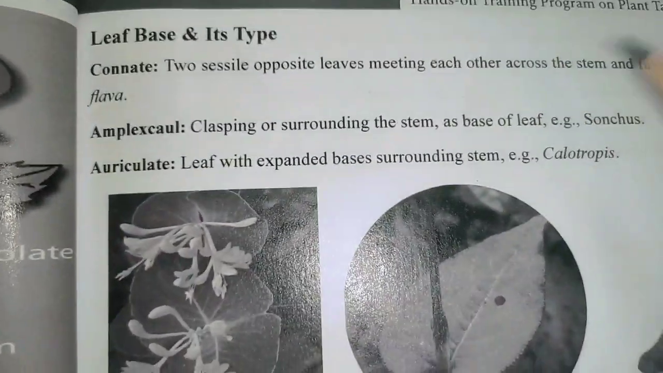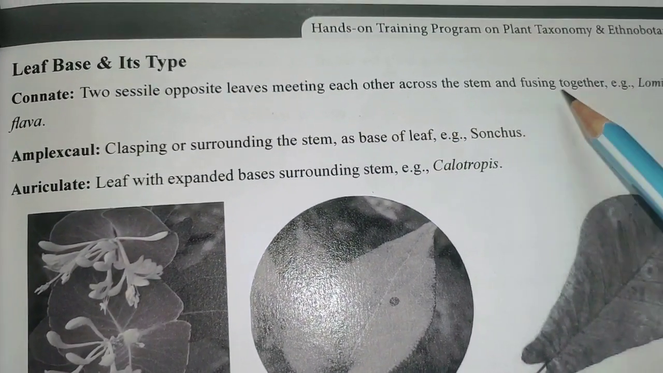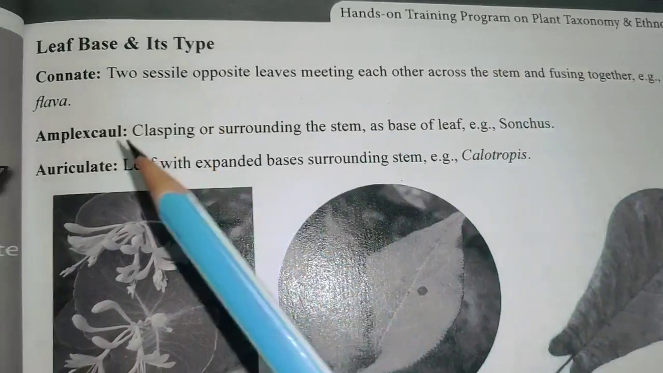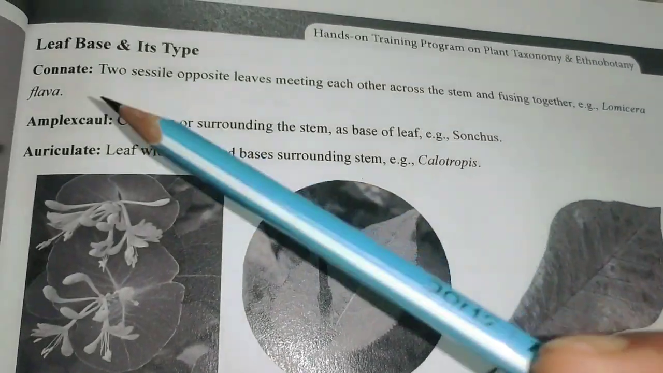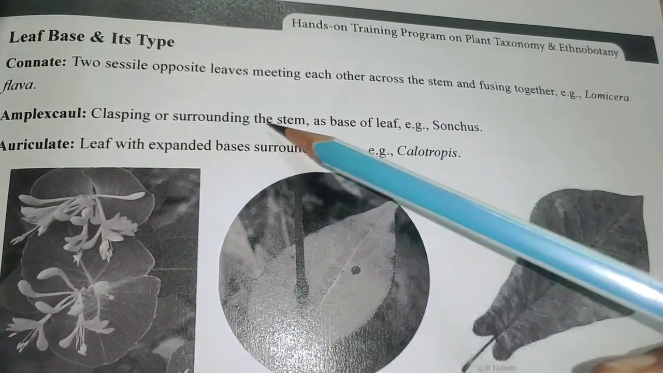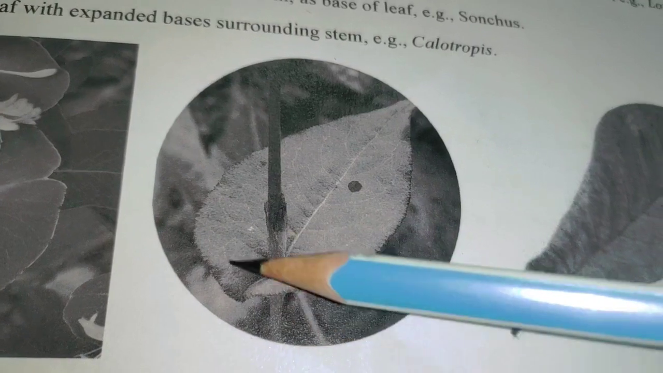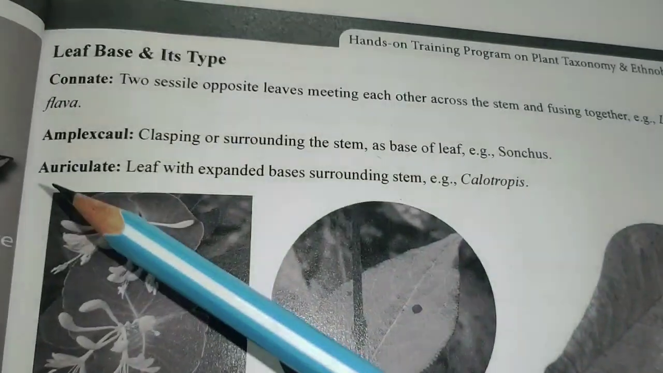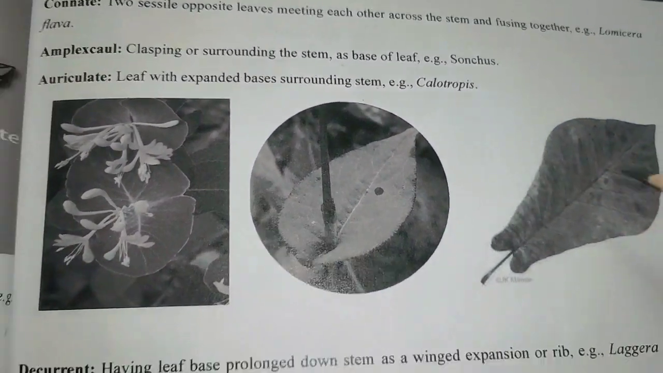Leaf base and its types. Connate, two sessile opposite leaves meeting each other across the stem and fusing together, for example, Lonicera flava. Amplexicaul, clasping or surrounding the stem at the base of the leaf, for example, Launaea, surrounding the base of the leaf. Auriculate, leaf with expanded bases surrounding the stem, for example, Calotropis.